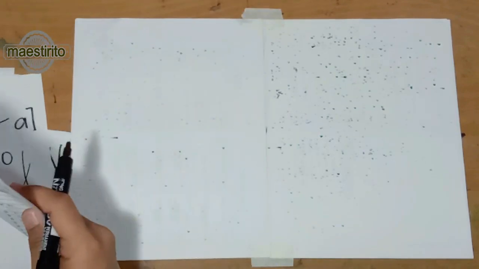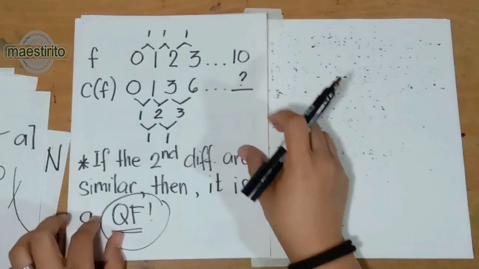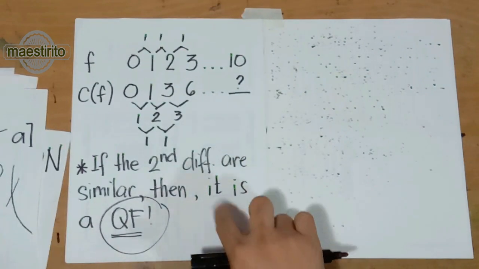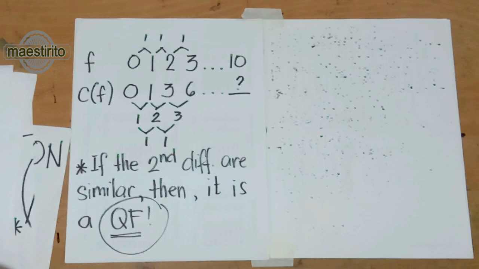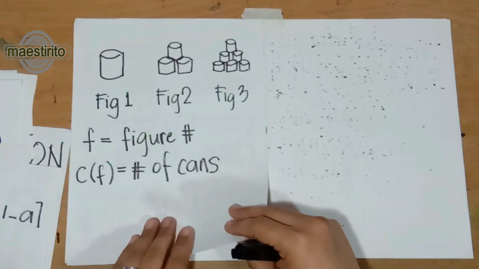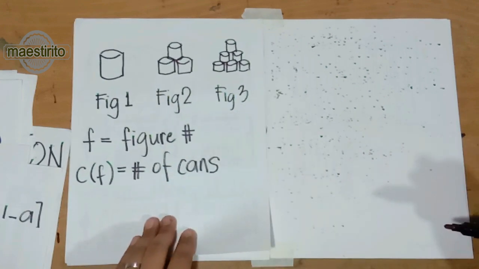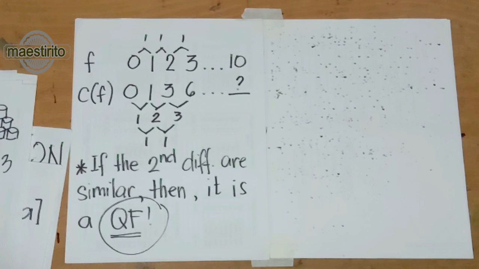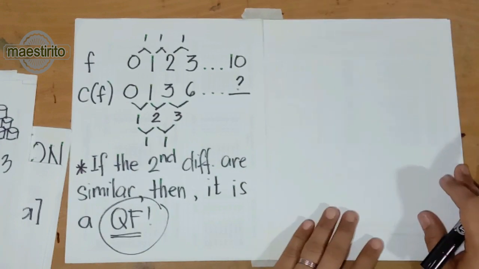And let me go back to the table of values. There you go. Anyway, again, this problem is about... where is it? This one. Okay. There. Now let us have by elimination.